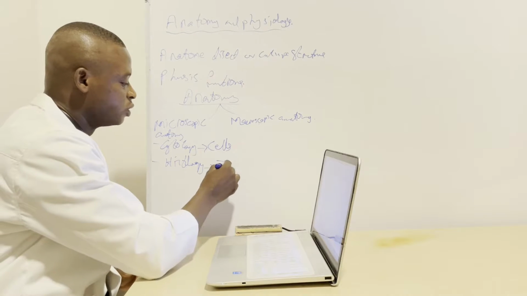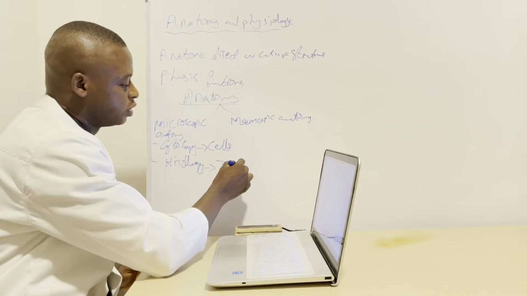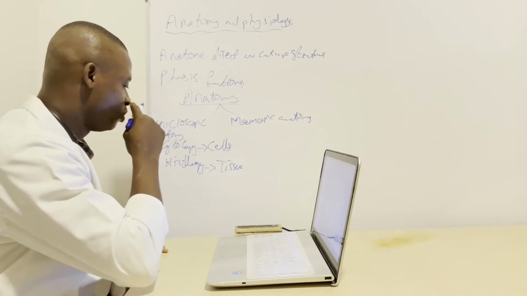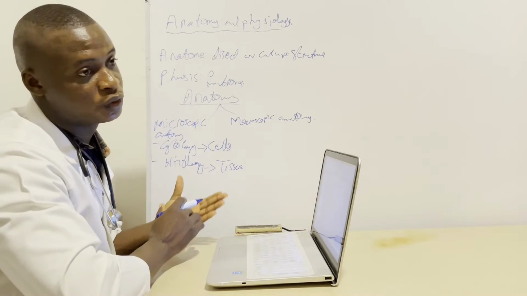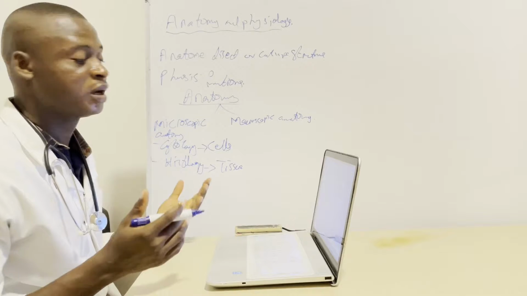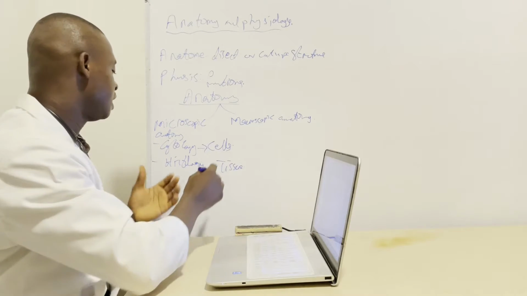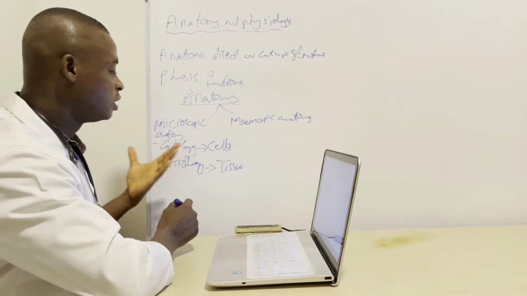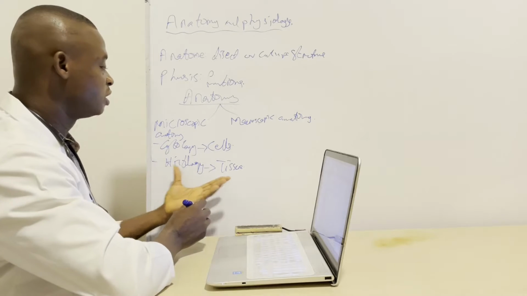Histology has to do with tissues. The study of tissues. You know, tissues and cells are very minute in the human body. So it is the study of tissues and their relationship with other tissues, forming an organ or something. So that is basically what we mean by cytology and histology. Cytology for cells, histology for tissues.